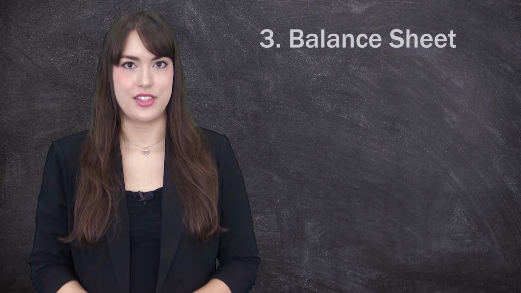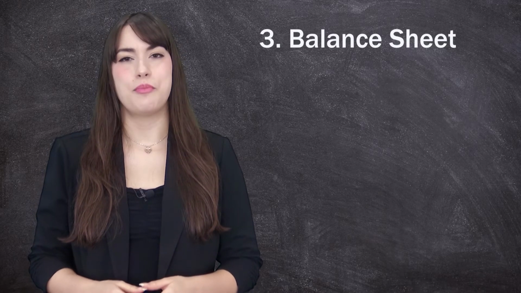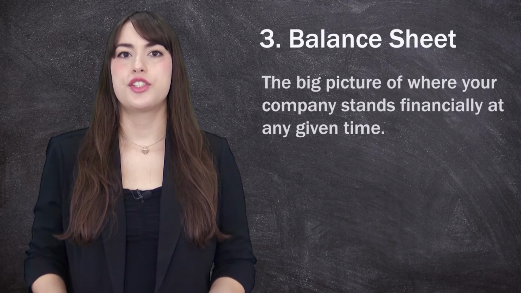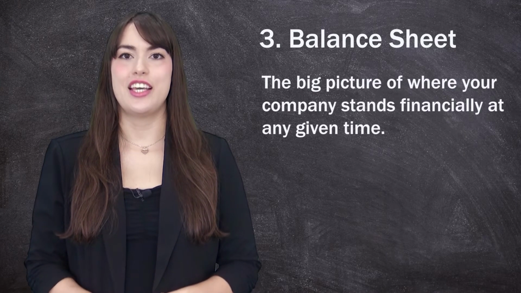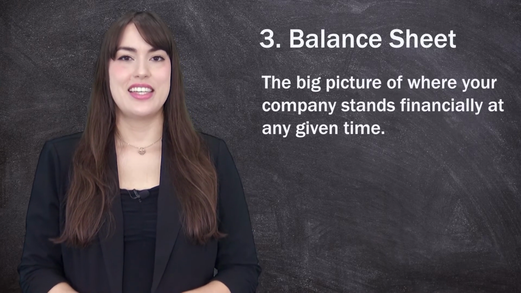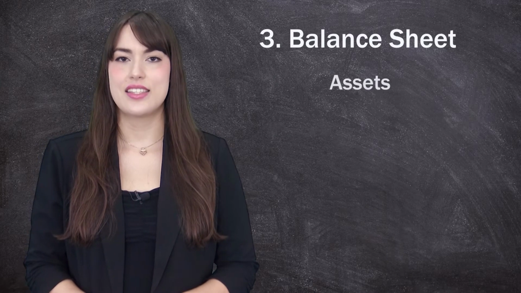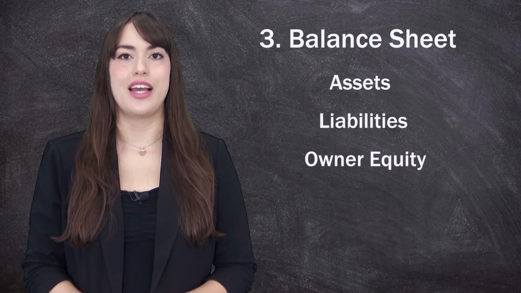Number 3, balance sheet. You might think of a balance sheet as the big picture of where your company stands financially at any given time. It is typically divided into assets, liabilities, and owner equity.